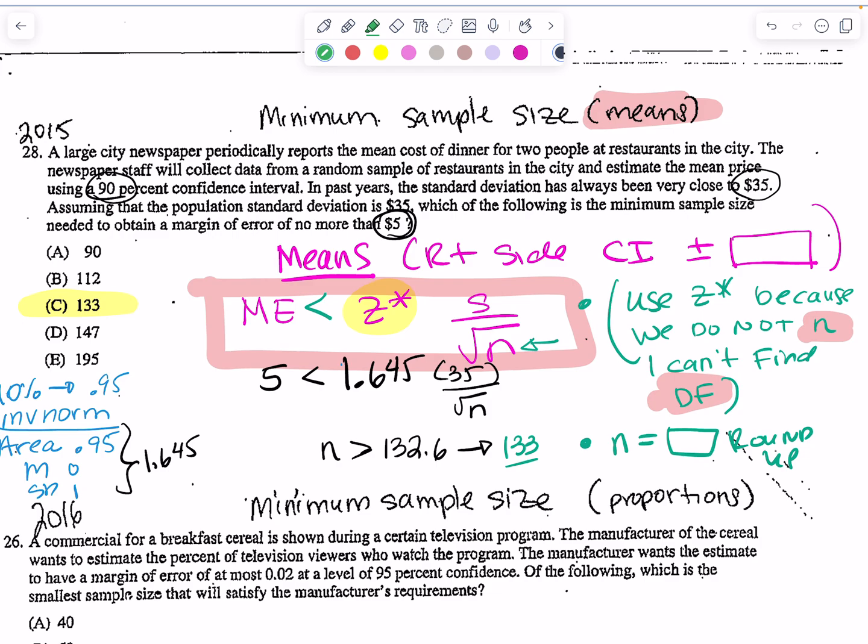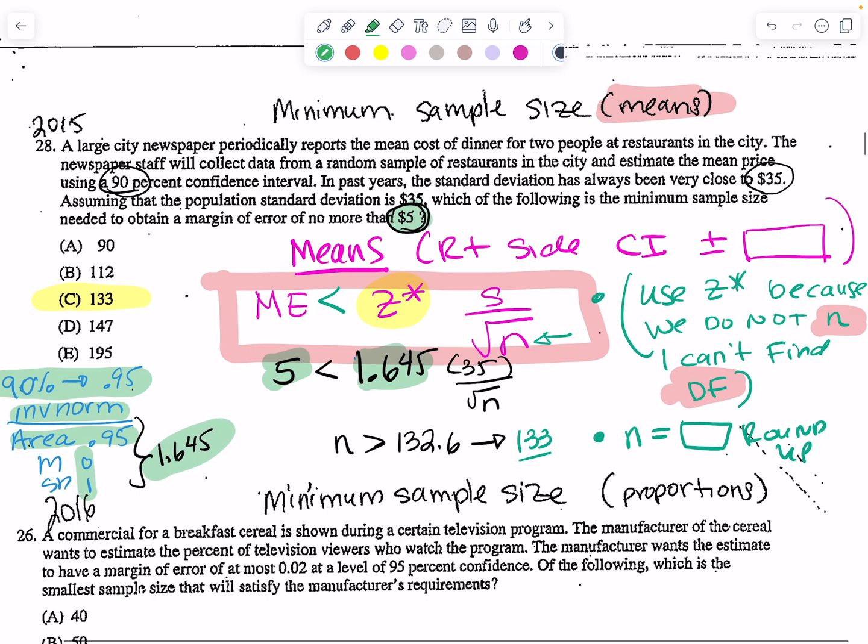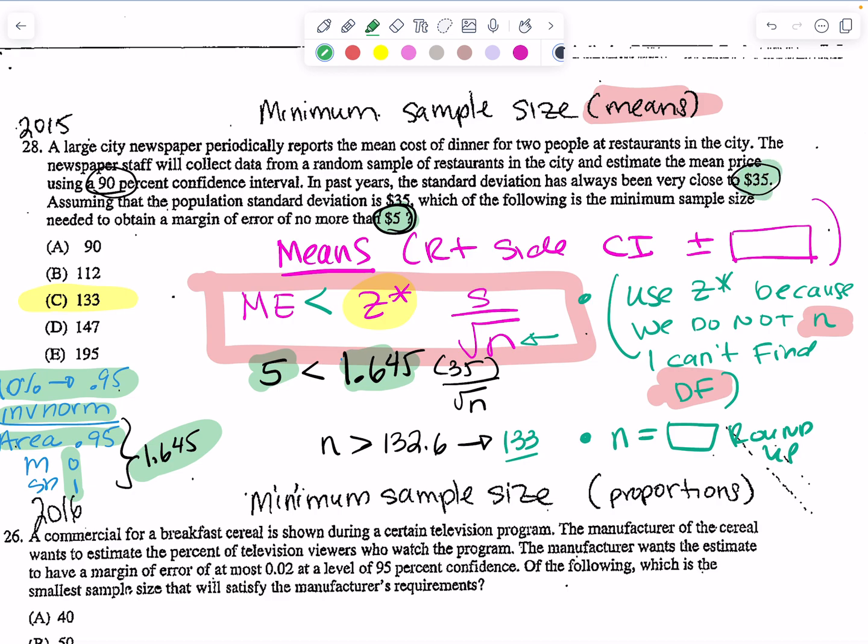So we're going to go ahead and put this in. For margin of error, I have 5, and then for the z star, I have 1.645. The way I got that is because I'm asking for a 90% confidence interval. Remember, I have to put 0.95 into my inverse norm. So I put in area 0.95, mean 0 and standard deviation 1, and that's where I get the 1.645 from. The standard deviation is 35, and this is square root of n. And then I just do my math, and I end up getting n is equal to 32.6, but I need to make sure I round up.